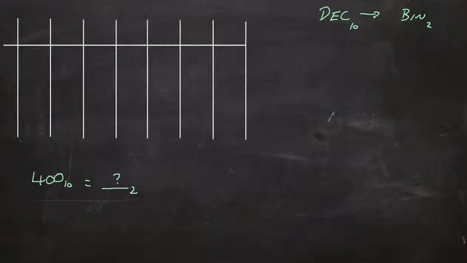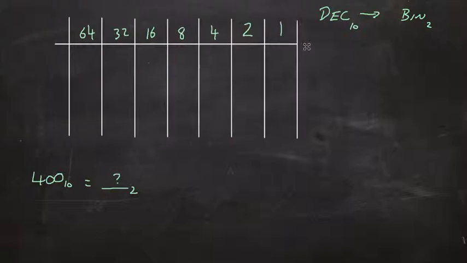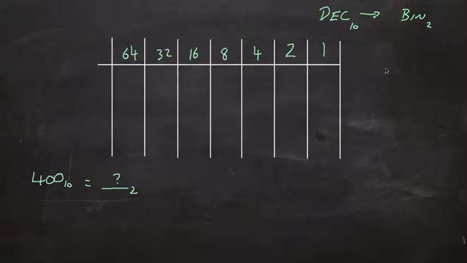First thing to do, figure out how many binary columns you need to actually represent this number. So 400 is definitely bigger than the units column, it's definitely bigger than 1, and then the next column is 2, it's bigger than that, it's bigger than 4, it's bigger than 8, it's bigger than 16, it's bigger than 32, it's bigger than 64. It would be, wouldn't it? So I'm going to have to move all this over and put more columns in, that's the kind of guy I am, I don't mind.